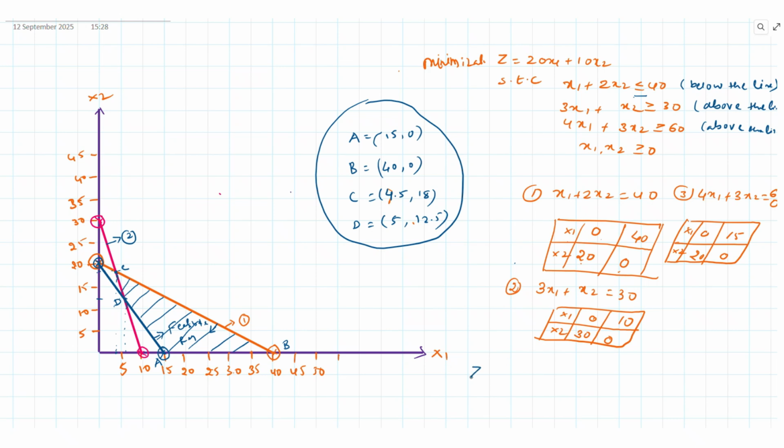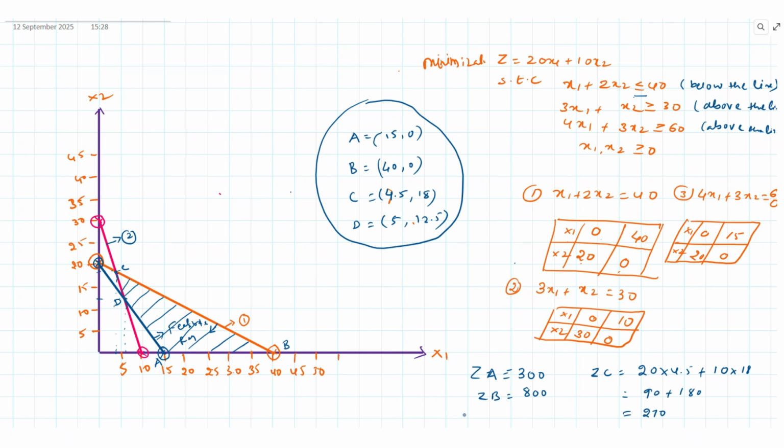Next we need to substitute the values in our objective function. The objective function is this one, 20 into 15, which is 300. So ZA has a value of 300, and ZB, the corner B, is 40 into 20, which is 800. For ZC, at point C, 20 into 4.5 plus 10 into 18. 20 into 4.5 is 90, and 10 into 18 is 180. So the value is going to become 270.